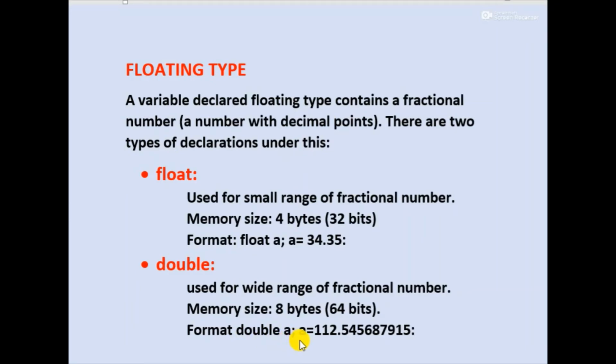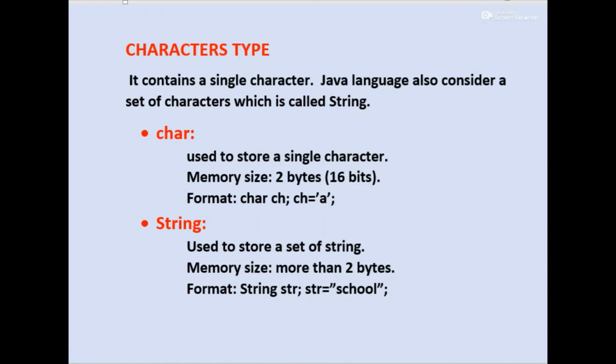Okay, and now we can observe here this variable a can hold a large range of fractional numbers. So this is the floating type.